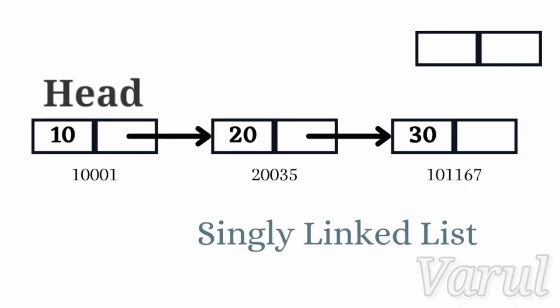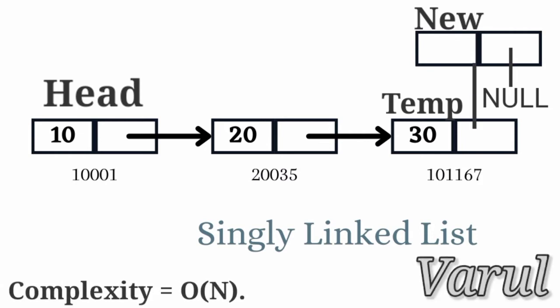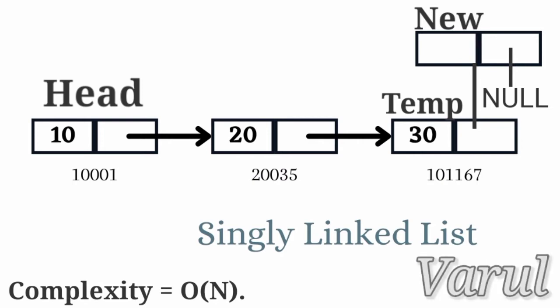Second operation is insertion at tail, or at the end of the linked list. For this operation, we have to reach the end node of the linked list. Now, create a new node. Set the next pointer of new to null, and temp's next will point to the new node. If we discuss the time complexity of this operation, then we observe that we have to traverse to the end of the linked list. So the time complexity will be big O of n.